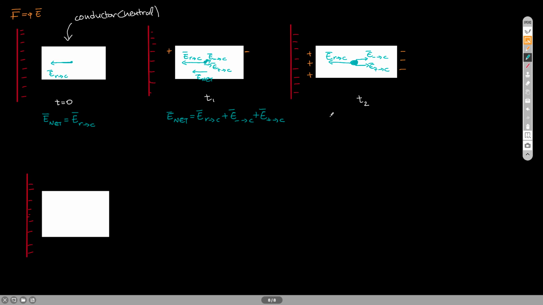And E net, as before, E net is the sum of all of those. The electric field from the rod at the center of the conductor plus the electric field from the negative side of the conductor at the center of the conductor plus the electric field from the positive side of the conductor at the center of the conductor. And now, because these are longer, my net electric field now is smaller.